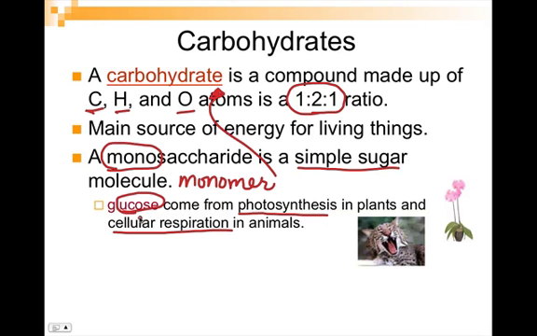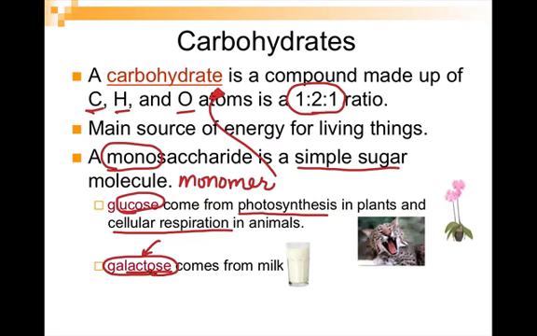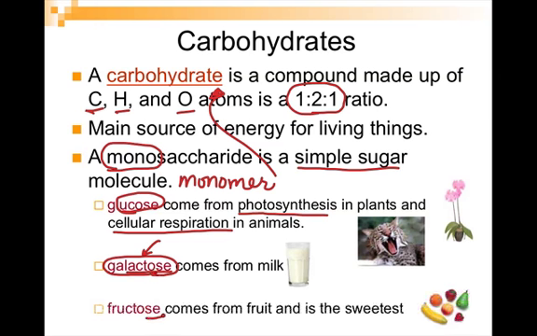The second monomer is galactose, and galactose, and you can see the lac in that, comes from milk. And the third type of monosaccharide is fructose, and that comes from fruit and is the sweetest of all of the monosaccharides. And you've probably heard of high fructose corn syrup. There's where that sugar comes from right there.